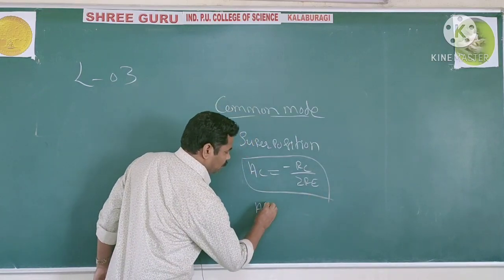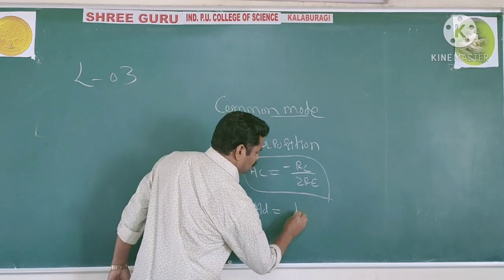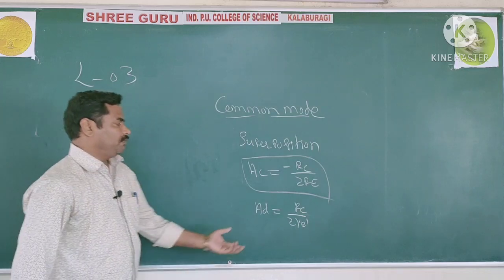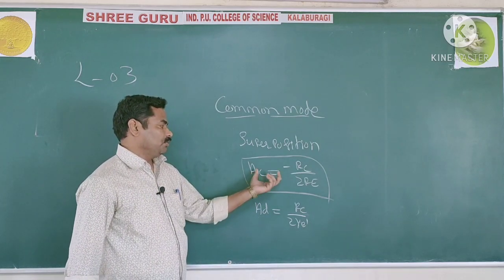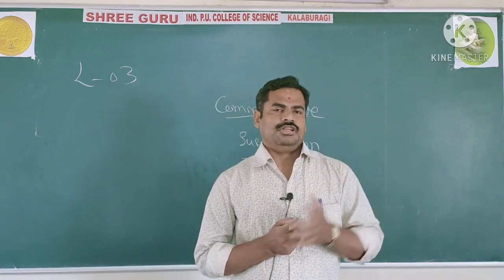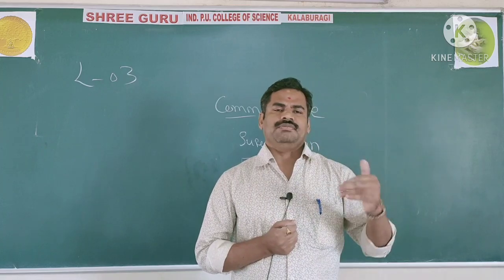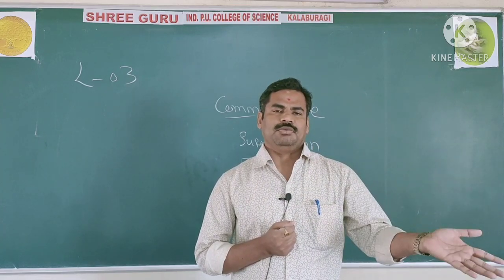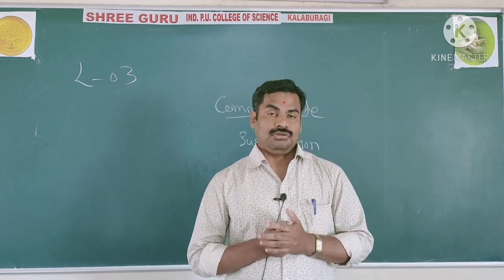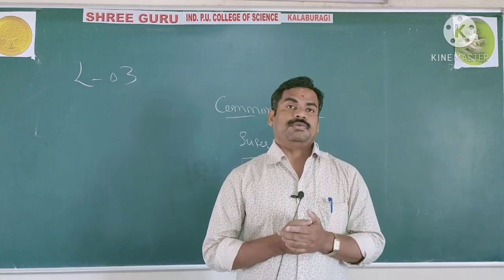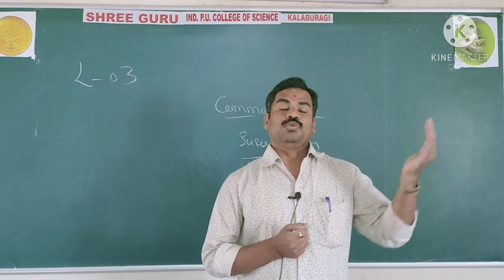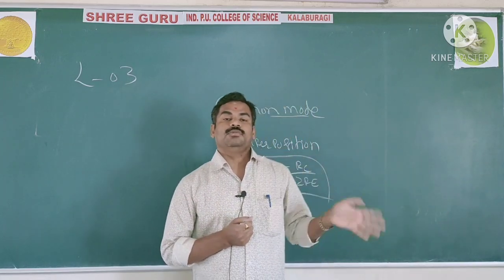And finally, if we use the superposition theorem, we get AD equal to RC by 2RE dash. This is the differential mode gain, and the other is the common mode gain. As we know, gain is nothing but the output over the input. In common mode, because you are applying the same inputs, the output will be 0. But in the differential mode, you are applying different inputs, that's why you get the output, and the outputs are not the same. But in common mode, both outputs are the same.